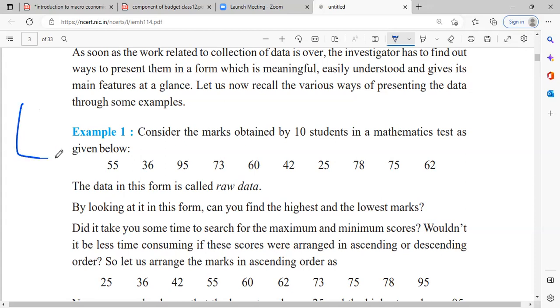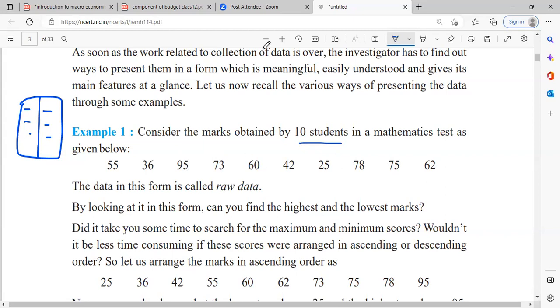So what you will do, you will make a table, right? And you will write here the names of the students and their marks. Name, marks, name, marks, right? Yes, ma'am. So over here, you can see the marks obtained by 10 students. These are the numbers: 55, 36, 95, 73.